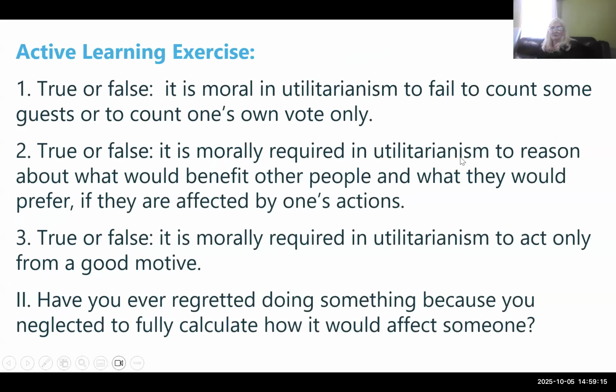True or false, it is moral in utilitarianism to fail to count some guests, or to count one's own vote only. True or false? It is morally required in utilitarianism to reason about what would benefit other people and what they would prefer if they are affected by one's actions. True or false? It's morally required in utilitarianism to act only from a good motive. Finally, just active reflection. Have you ever regretted doing something because you neglected to fully calculate how it would affect somebody?